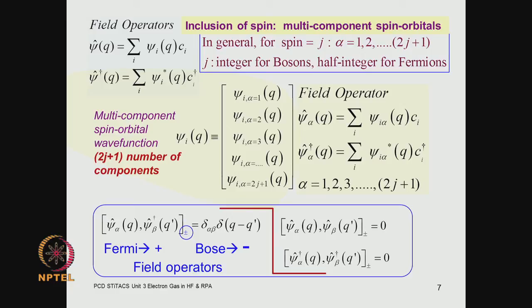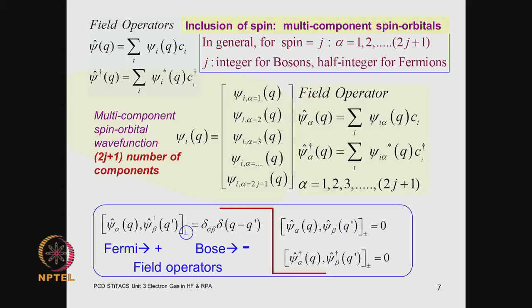So, alpha is the index which keeps track of which particular component amongst the family of 2j plus 1 components that you have, because when you do space quantization you have 2j plus 1 components of the spin index. So, alpha keeps track of that. So, you have got these commutation and anti-commutation relations for Fermi and Bose field operators.